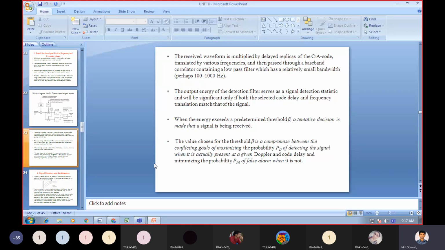When the energy exceeds, what will happen? When the energy meets or exceeds a predetermined threshold beta, a tentative decision is made that a signal is being received.